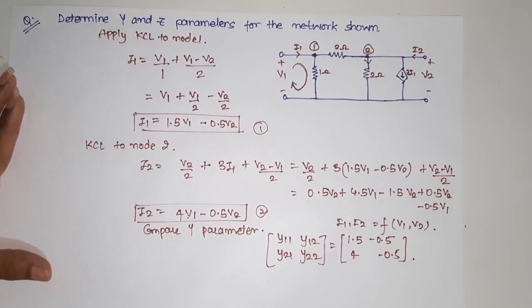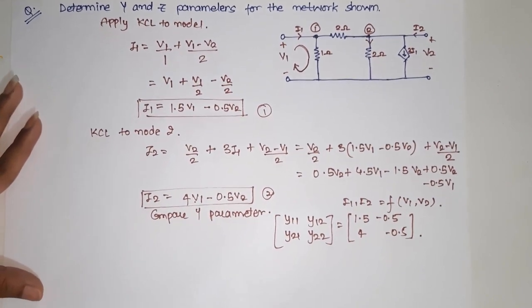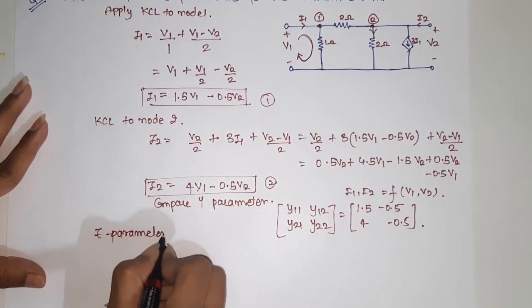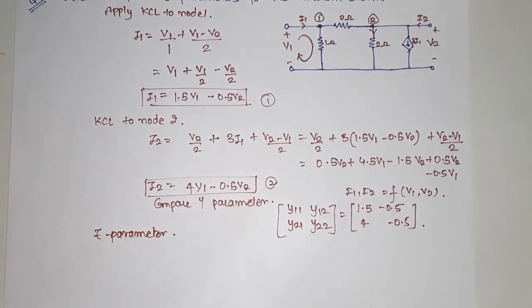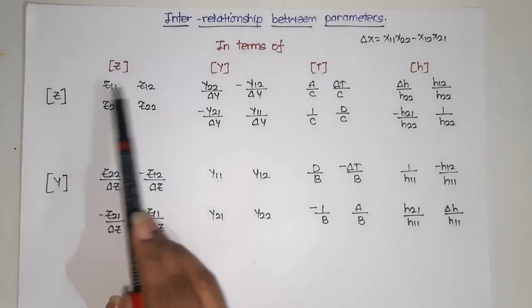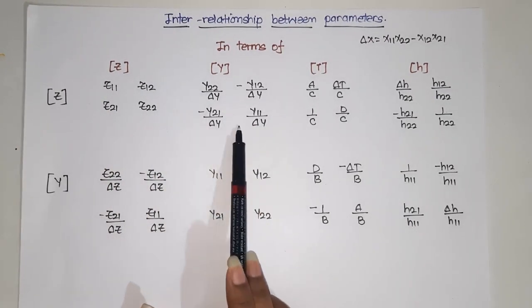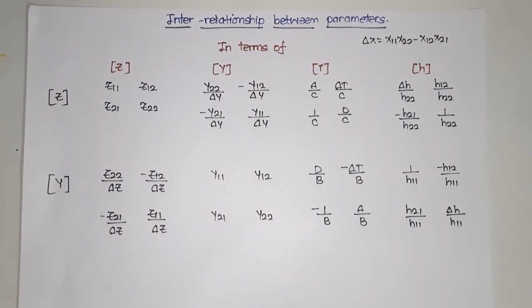Now what we need to do is we need to calculate the z parameter. So how to calculate the z parameter? That is using the interrelationship between the parameters. Now as you can see, we need z11, z12, z21, z22. We already have the y parameters. So using this formula, we'll solve the same.